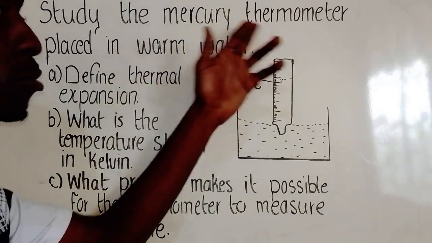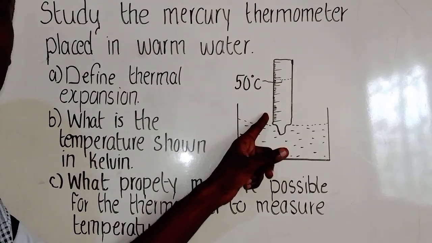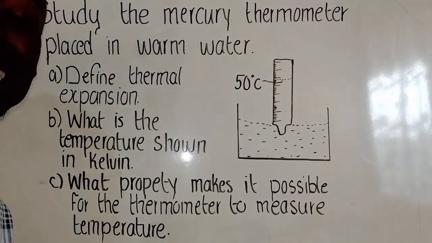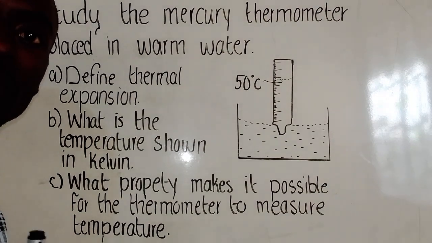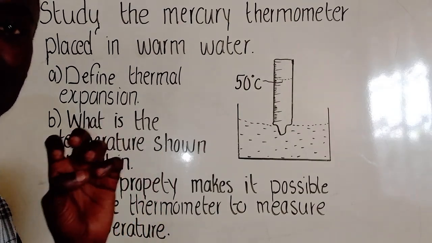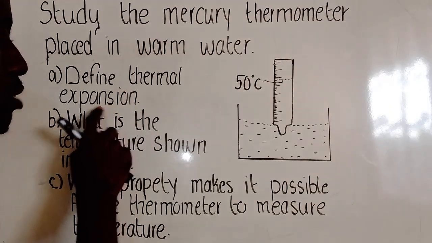The mercury thermometer. It's called the mercury thermometer because inside this tube here there is what? There is mercury. Now you must understand that mercury is a metal, but it becomes a liquid under room temperature, which is the one we are using, and it is highly sensitive to change in temperature. Now the question is saying define thermal expansion.